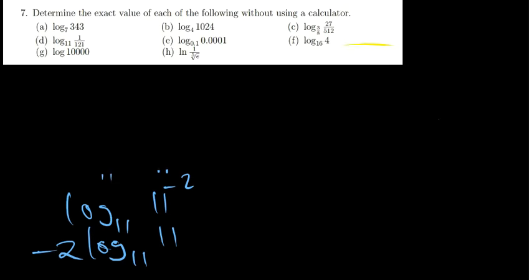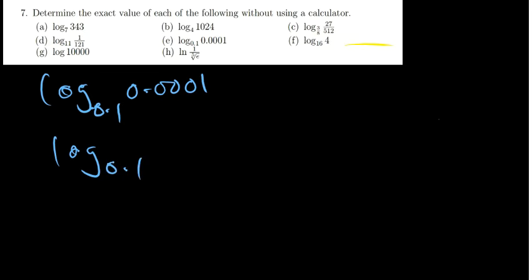Okay. Now let's go to part E. Part E we have log base 0.1 of 0.0001. But again, this is the same as log base 0.1 of 0.1 raised to the power 4. As we can see, we have got 1, 2, 3, 4 decimal places, so it has to be raised to the power 4. 0.1 raised to the power 4 is going to be 0.0001.